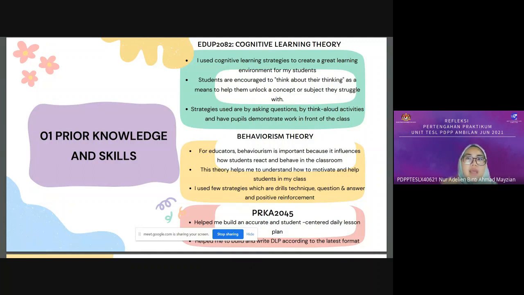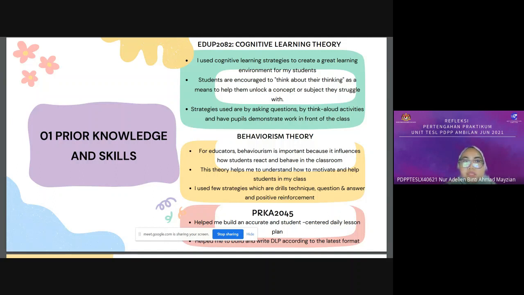How do I encourage them to read, even when they don't know how, they can't even recognise ABC. So I have to work hard to encourage them to at least learn ABC, and from time to time they can speak a little bit, and also say some things like good morning teacher. I think that one is a good move already. And for me, the behaviorism theory really helps me to understand how to motivate my students and help my students in my class.